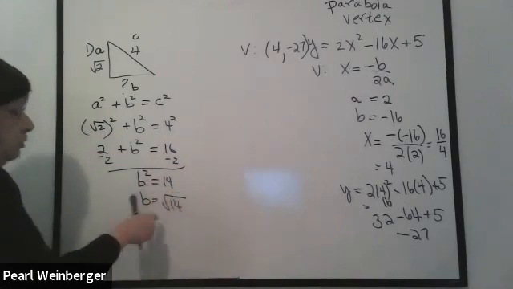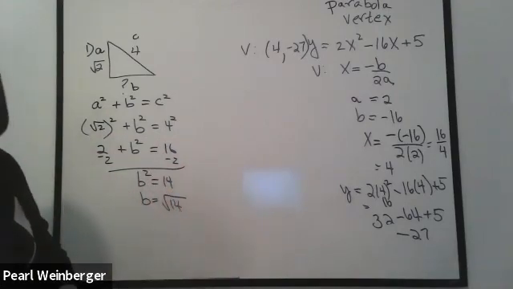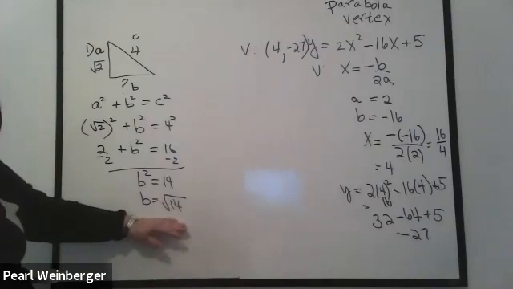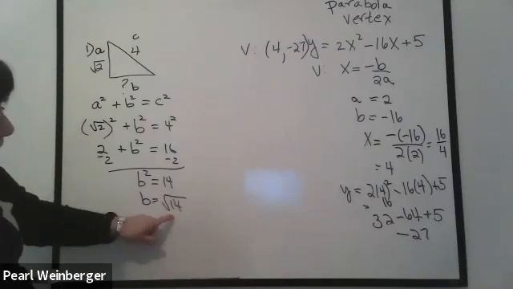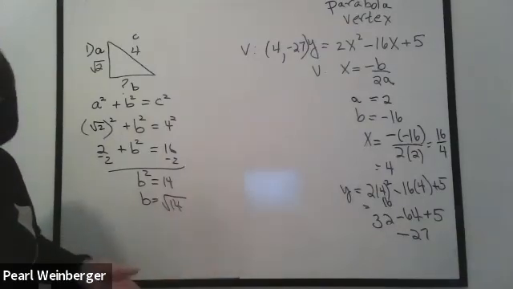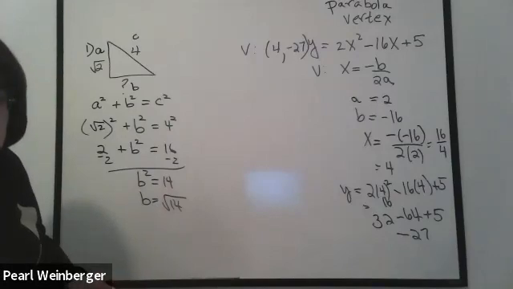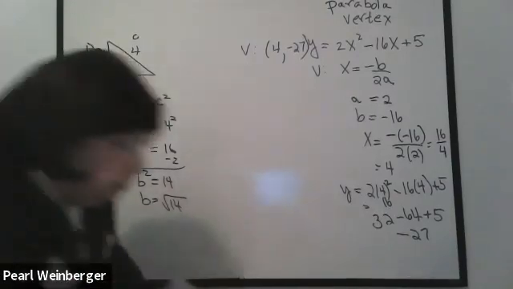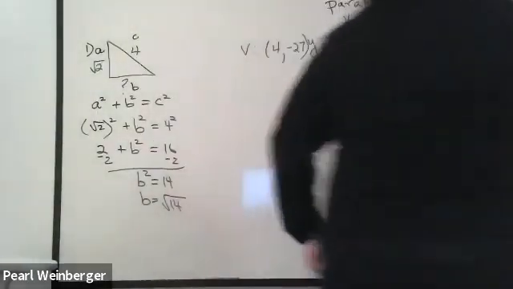Notice we don't do plus or minus in this case because we're talking about the side of a triangle. It can't be negative, so we only use the positive answer. So your answer should have come out to be the square root of 14. You can't simplify the square root of 14 simply because 14 only breaks up into 7 and 2, and neither of those is a perfect square. So that would have been the answer to that problem.